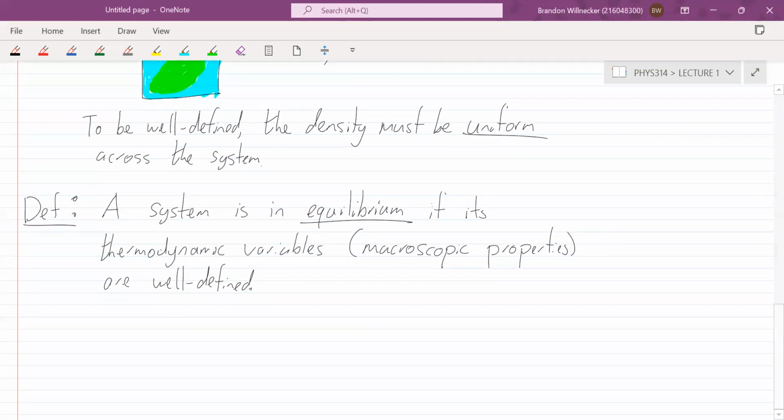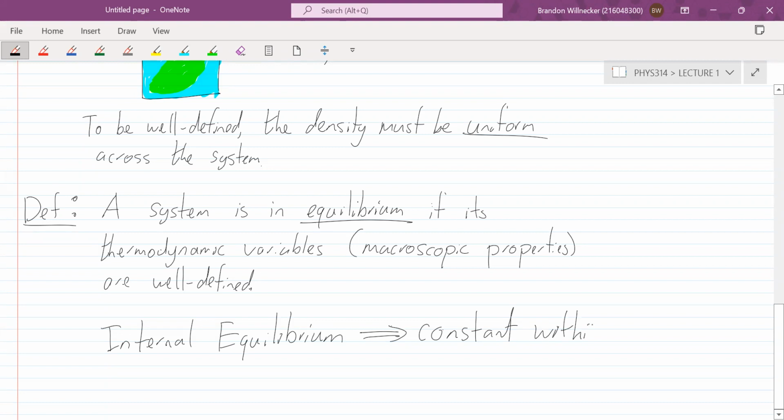Okay, but we have two kinds of equilibrium. So we have internal equilibrium. This means constant within the system. So that's what we were talking about with the density. It must be constant or uniform within the system. Then we say it's in internal equilibrium for all of the inside properties.